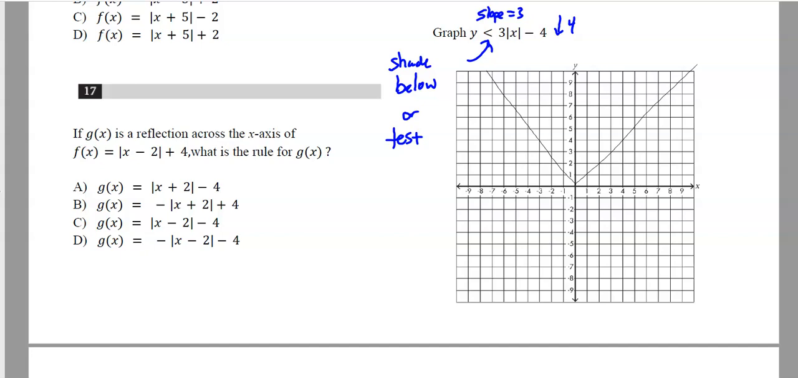So we're not doing left or right because there's nothing in parentheses. So I go down 4, and now instead of a slope of 1, instead of going up 1 over 1, I'm going to go up 3 over 3. Up 3 over 3.